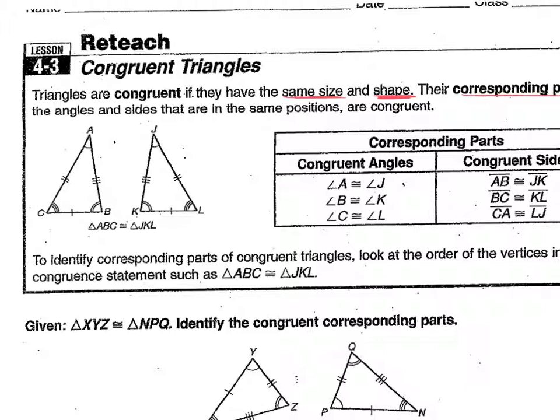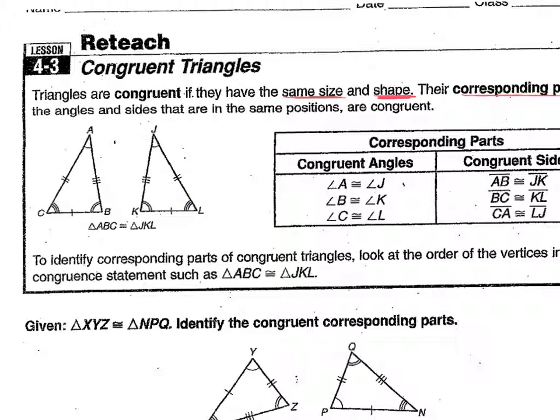And they're giving you an example. So here, notice that I have a single congruency mark. That means that these two angles are congruent. Double congruency mark on B and K. Triple congruency mark on C and L. So those angles correspond to each other and they're congruent.